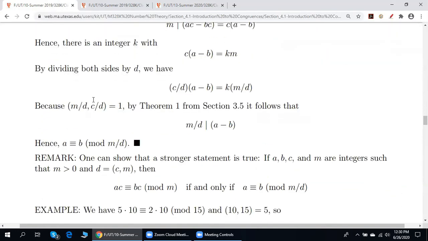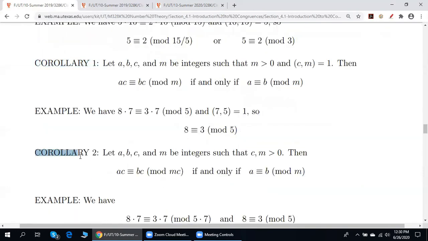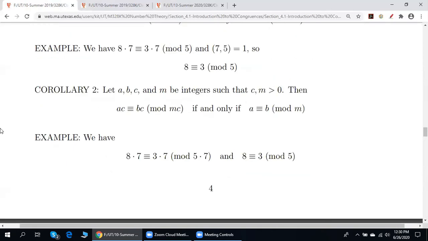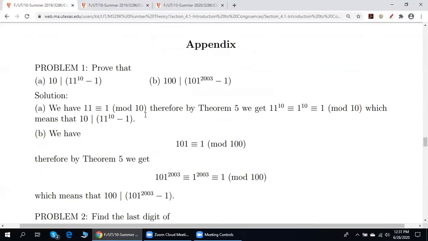Theorem 7, Corollary 1, and Corollary 2. We can think about these statements as cancellation laws. And now let us discuss applications. Please take a look at this. Prove that 10 divides this.